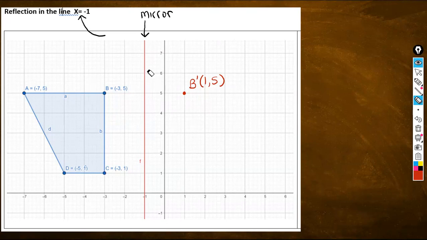Now, in the exam, they will not draw in this red line for you. They will just tell you x is equal to -1. It will be up to you to remember that that is a vertical line going through -1, and you will have to draw in the mirror line in the exam.